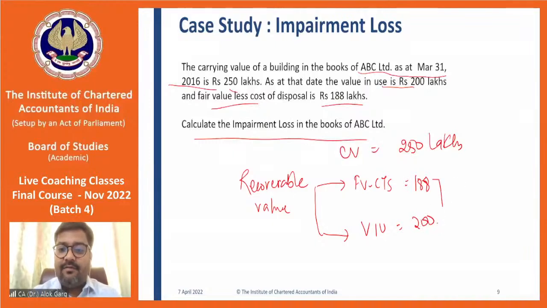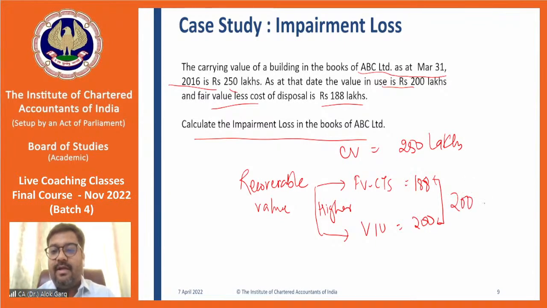And when I say higher of these two, what is my recoverable amount? My recoverable amount is higher of fair value less cost to sell and value in use. So what is the higher number? What is the larger number, 200 or 188? 200 is a larger number, 200 lakhs. So my recoverable amount is 200 lakhs.